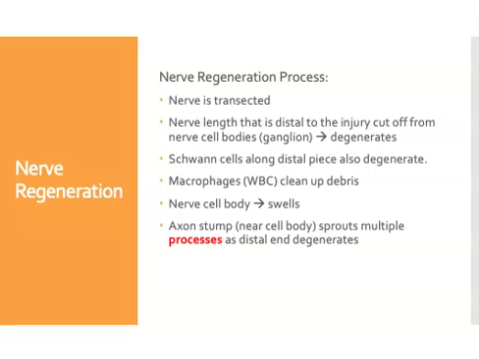Now, this process of nerve regeneration is not completely understood. There are instances in medicine where we would predict that nerves regenerate, and they don't. And then there are other instances where we would predict that they won't regenerate, and they do. So it's not completely understood, but we do have a general understanding of the steps involved in the process. So remember, we're talking only about the peripheral nervous system.